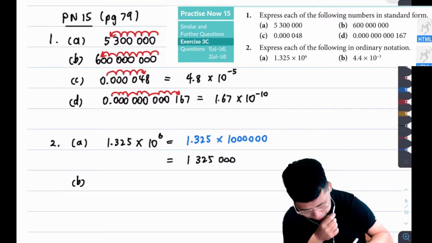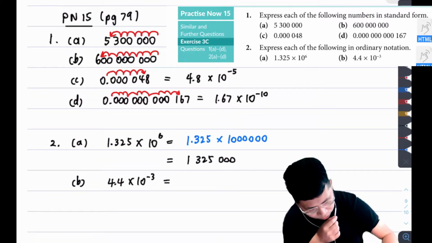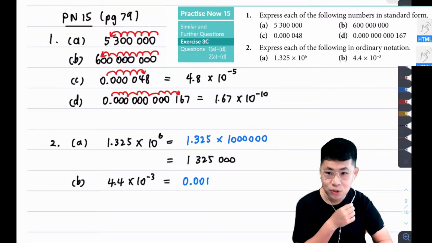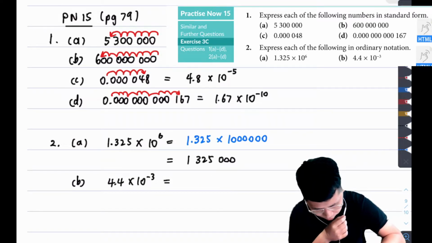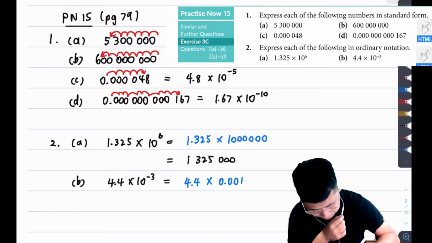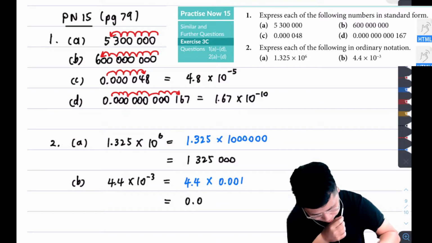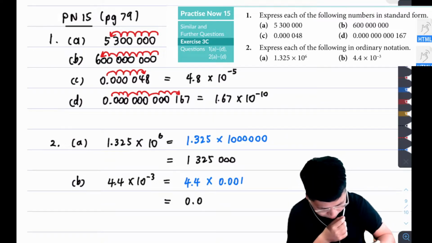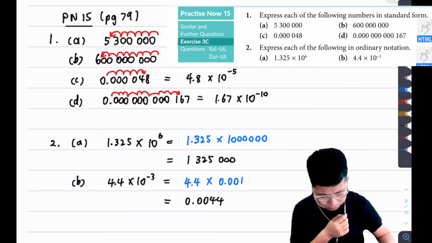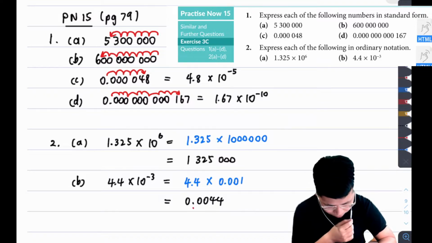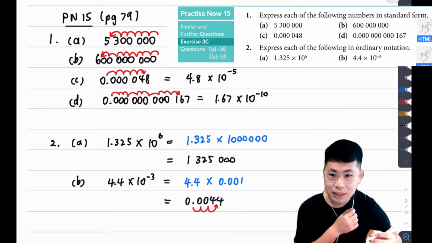Then for B, I have my 4.4 times 10 to the power of negative 3. So the full story is I have 3 zeros over here. I have my 4.4 times 0.001. So this thing will be equal to 0.0044. Like that. Let's do a very quick double check. We have 1 step, 2 steps, and 3 steps to be 4.4.